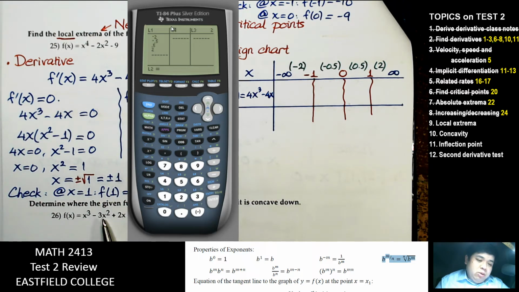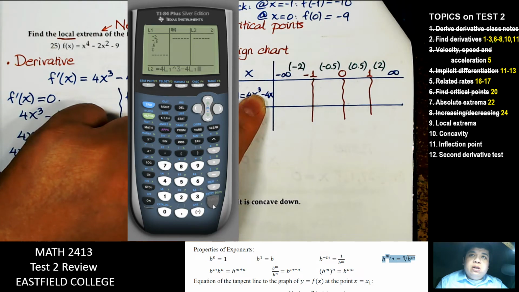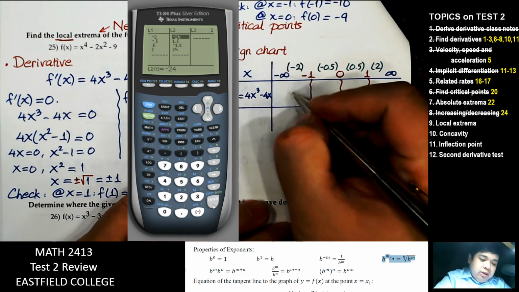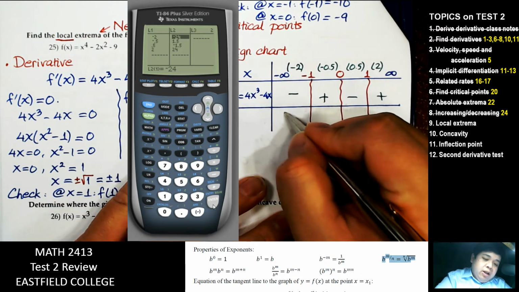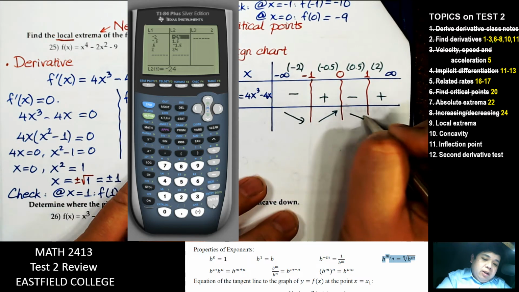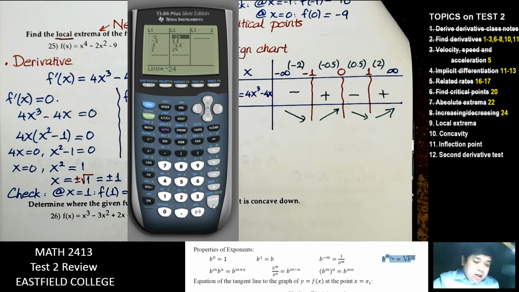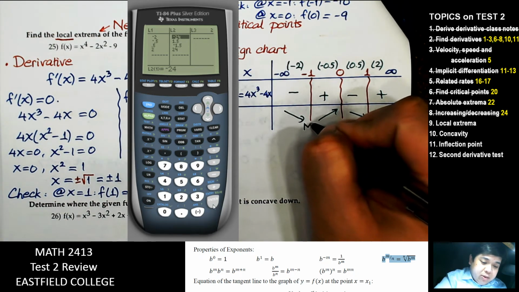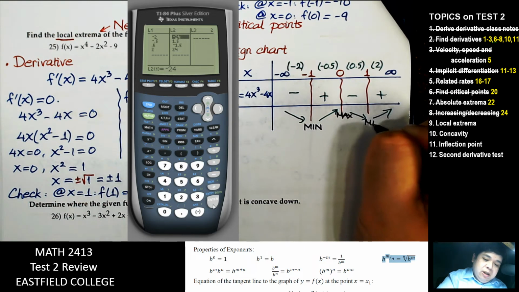And on the L2, we want to enter 4 L1 cube minus 4 L1. So we have negative, positive, negative, and positive, going down, up, down, and up. I mean decreasing, increasing. Obviously, if we go like this, we will have the minimum here, a maximum there, and a minimum here.